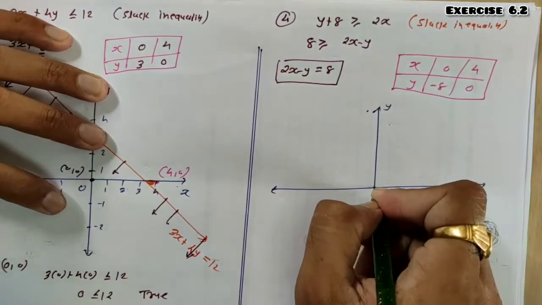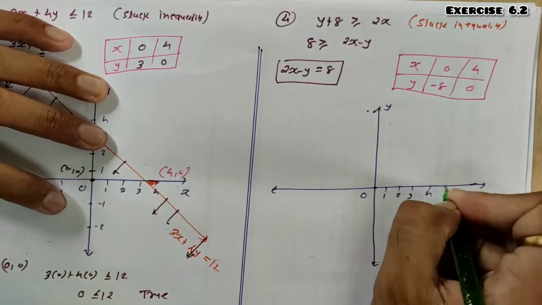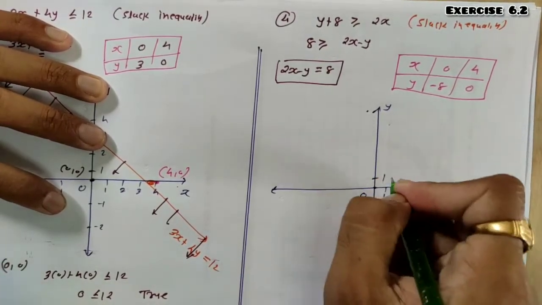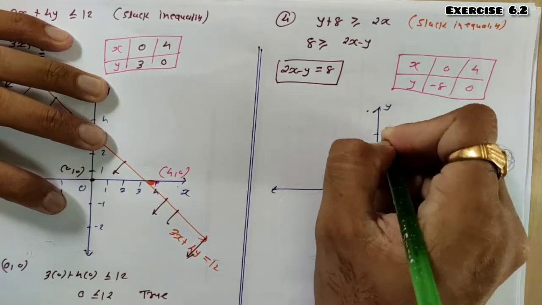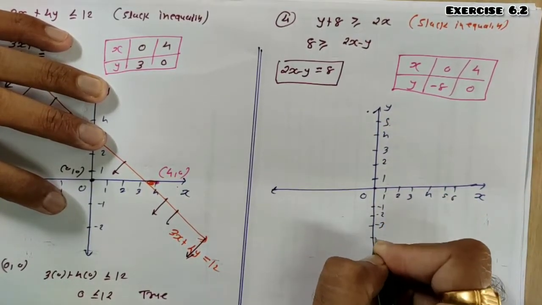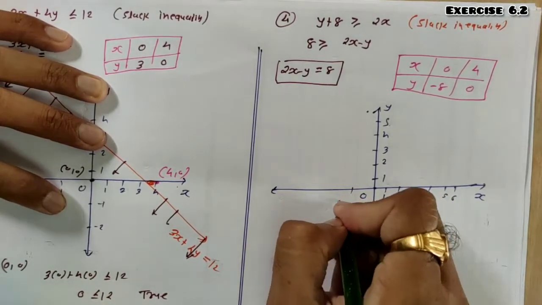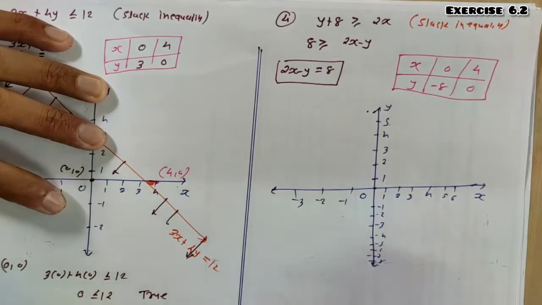X-axis, y-axis, this is our origin. 1, 2, 3, 4, 5, 6. This will be 1, 2, 3, 4, 5. This one is minus 1, minus 2, minus 3, minus 4, minus 6, minus 7, minus 8. Done. Minus 1, minus 2, minus 3.